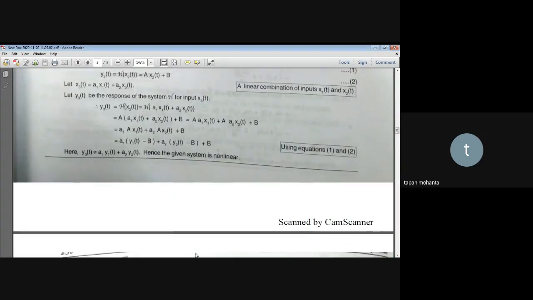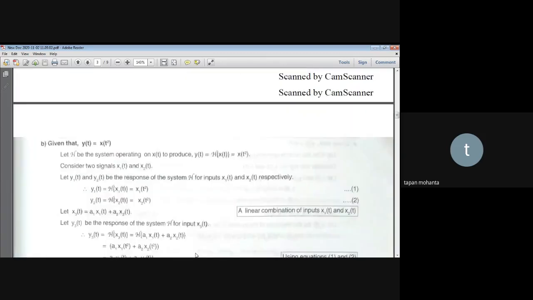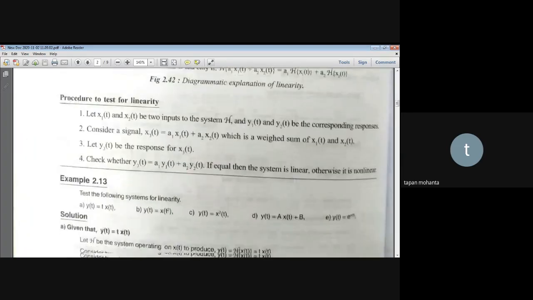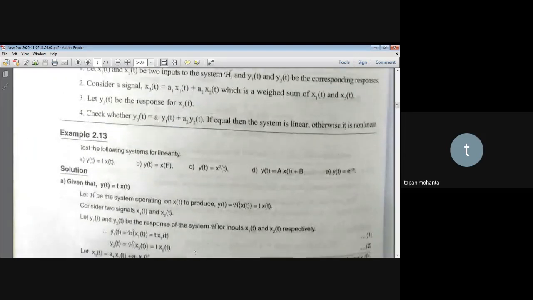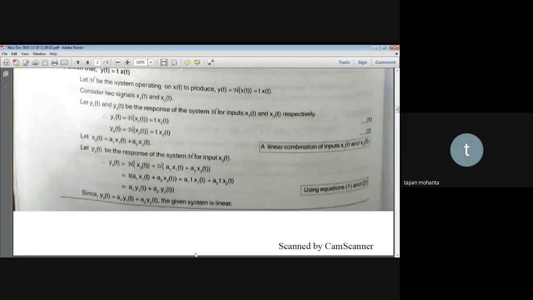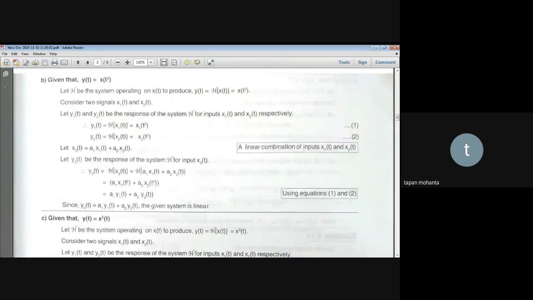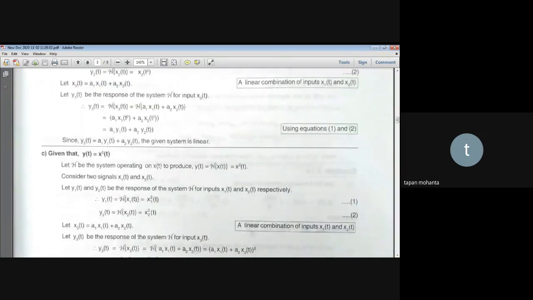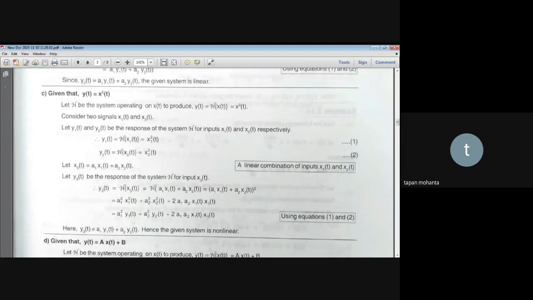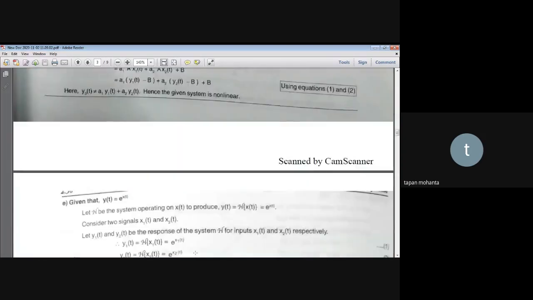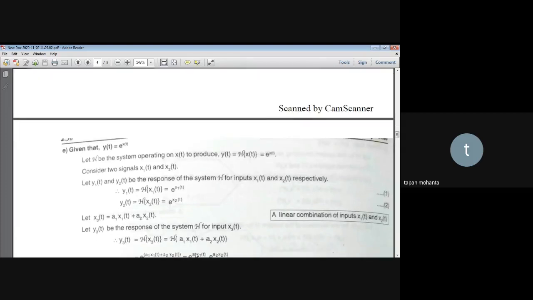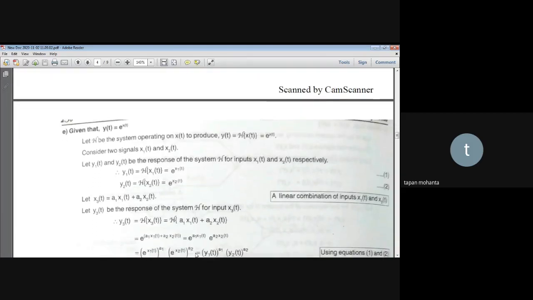So from the examples above, A and B are linear systems because they satisfy the superposition theorem, and problems C, D and E do not satisfy the superposition theorem. So that's why the left hand side and the right hand side equations are not equal.